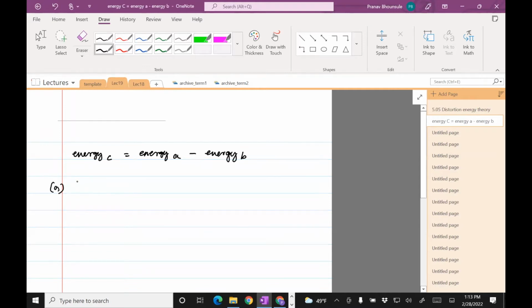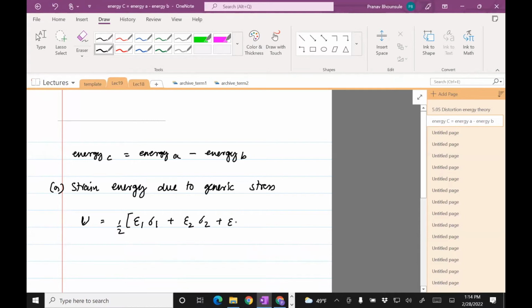So let's compute the strain energy for a generic stress. Okay, this is the formula. The strain energy is U, and here it's really the U per unit volume, because I'm using one half of strain in direction 1 times principal stress in direction 1, plus strain 2 times sigma 2, plus strain 3 times sigma 3.